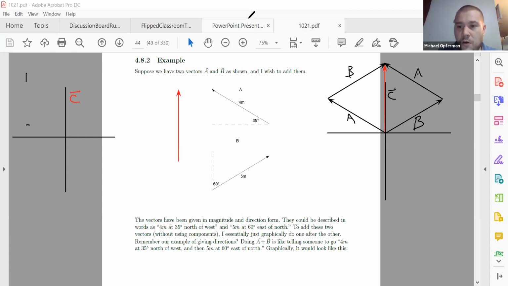But in the next video, I'll show you how to actually crunch through this quantitatively and find the magnitude and direction of C.